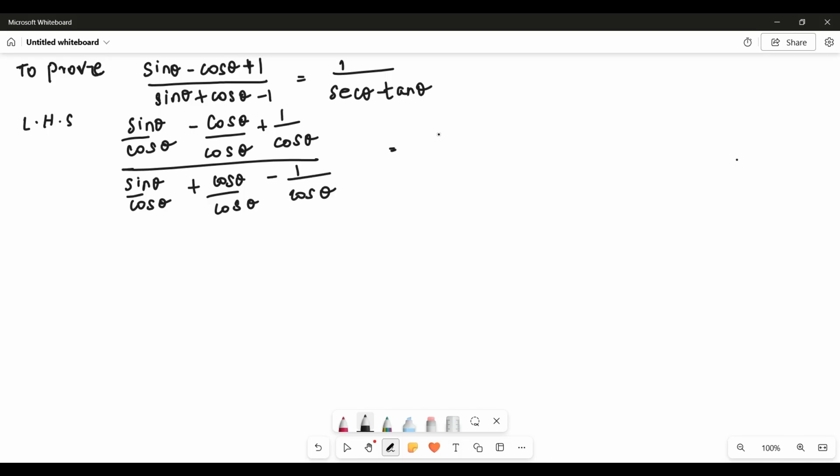So the next step: sine theta over cos theta is nothing but tan theta, cos over cos becomes 1, and 1 over cos is nothing but secant theta. And then sine over cos again is tan theta, cos over cos is 1, minus 1 over cos is secant theta. Whenever you have three terms and you're stuck, there is this trick of converting the three terms into two terms, and then you can proceed further. So let's convert these three terms into two terms.